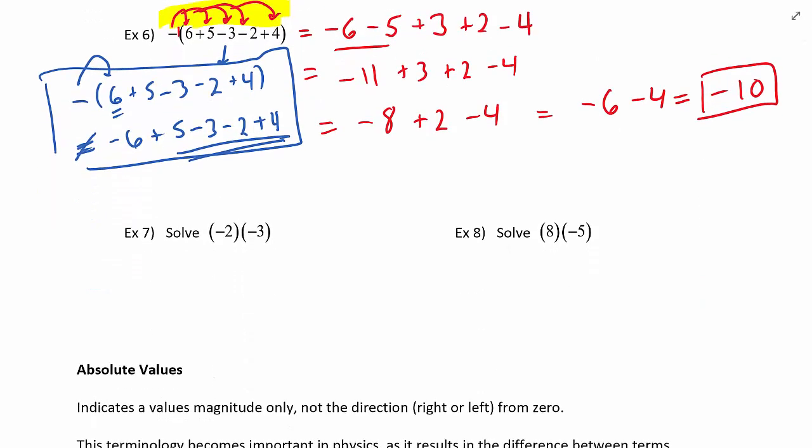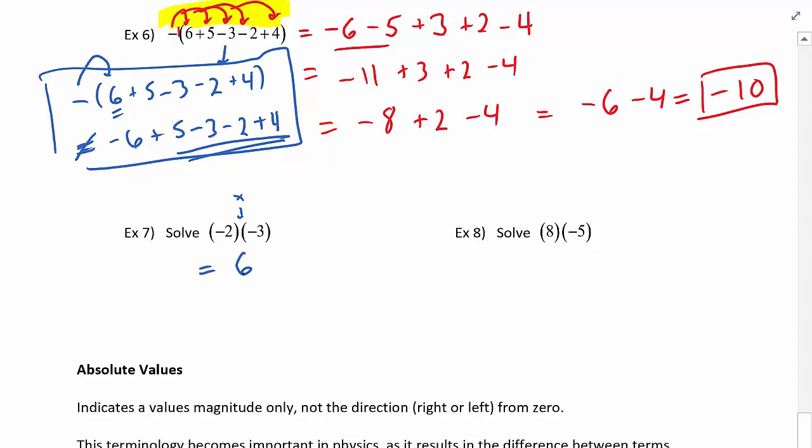Let's try the next one. Solve this value. So here we have solve in brackets -2 and then in brackets -3. So what does this mean between the two? It means we're multiplying them. So we have a negative and a negative. What happens when we have two negatives? Two negatives make a positive. 2 times 3 is 6. So the answer to this is going to be +6.